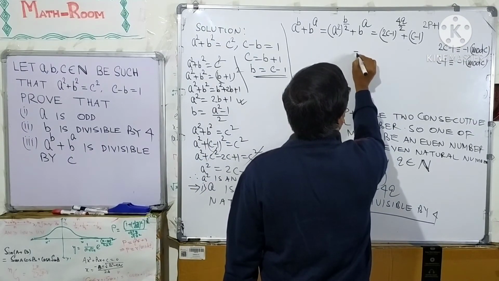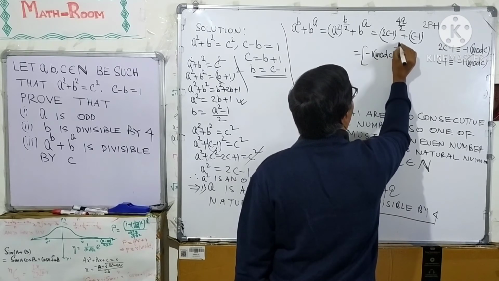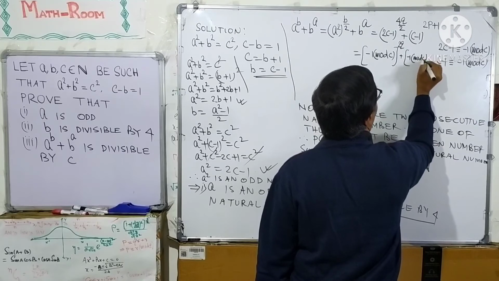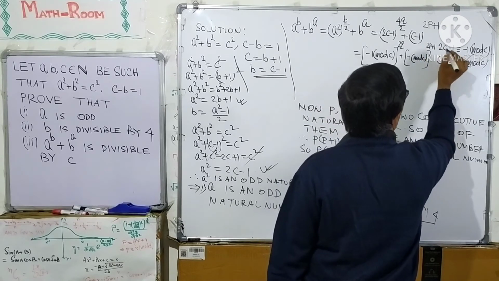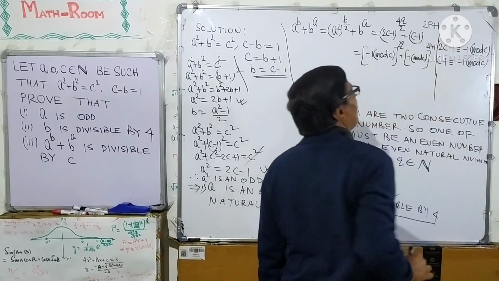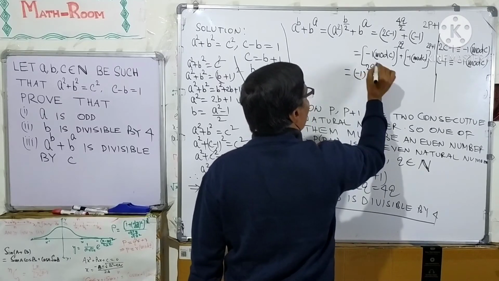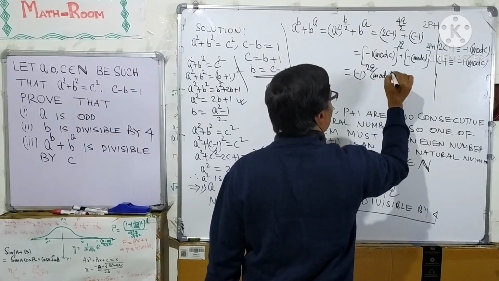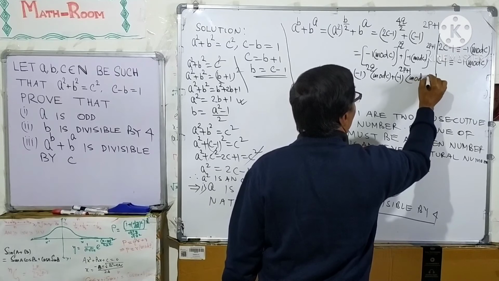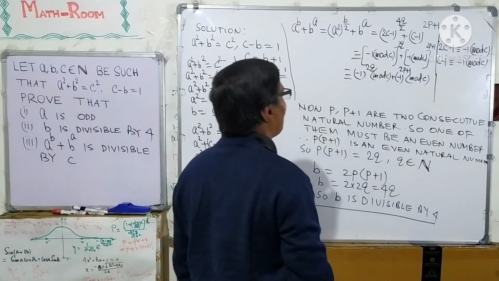So here we can write 2c minus 1 to the power 2q as minus 1 to the power 2q modulo c, and also this can be written as minus 1 to the power 2p plus 1 modulo c. So this is equivalent to minus 1 to the power 2q modulo c, plus minus 1 to the power 2p plus 1 modulo c.